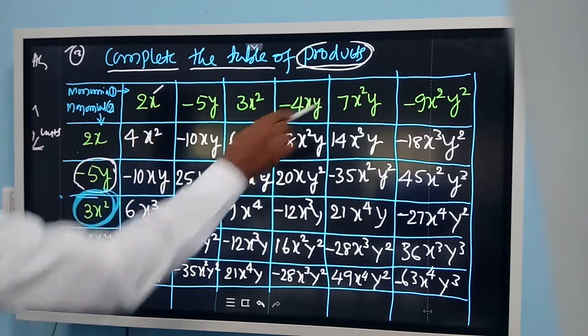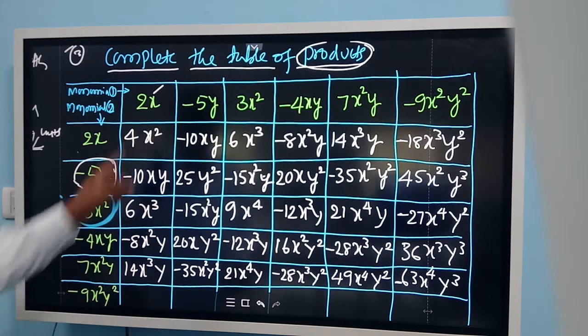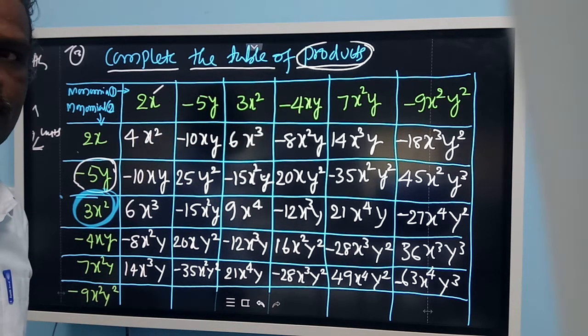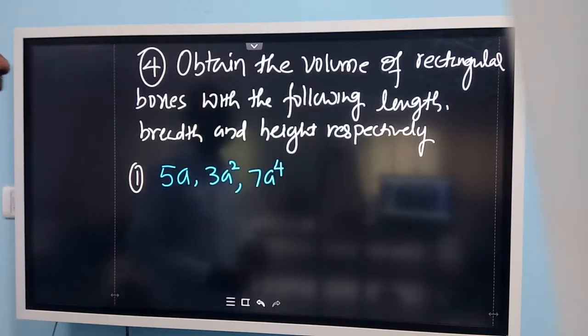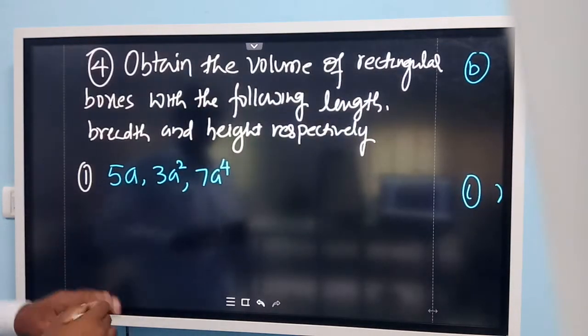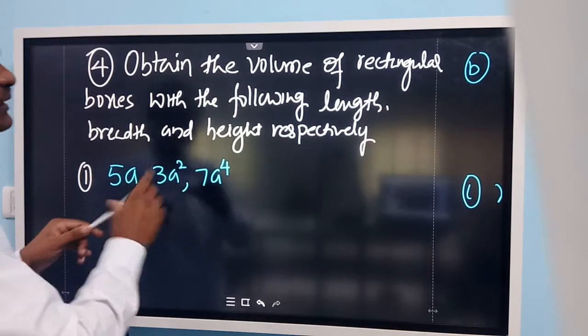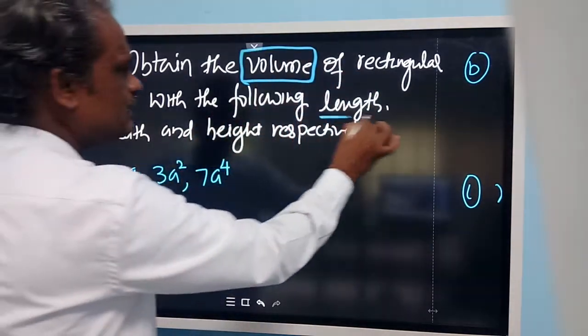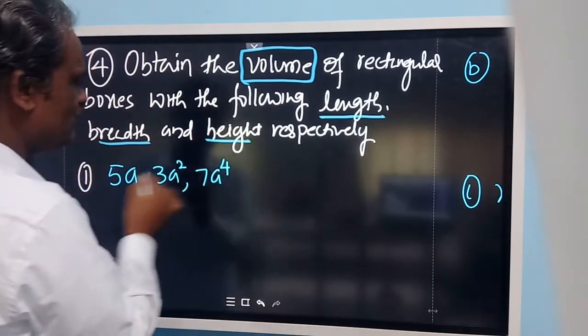What is the product of these numbers now? Monomial with these monomials you can multiply. Minus 9 into all these things, you multiply yourself. So look at this question. Obtain the volume of the rectangular boxes whose length is given, breadth is given, height is given respectively here.